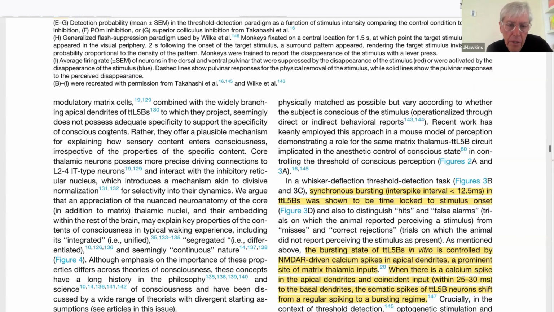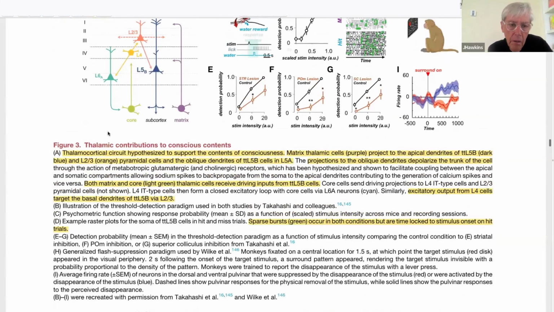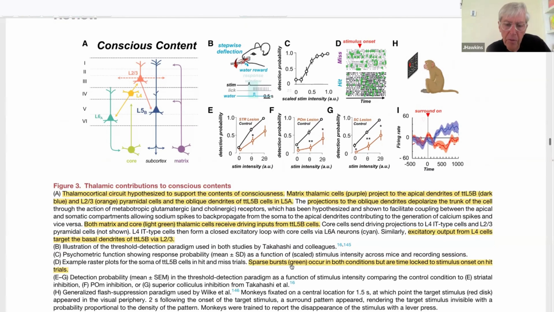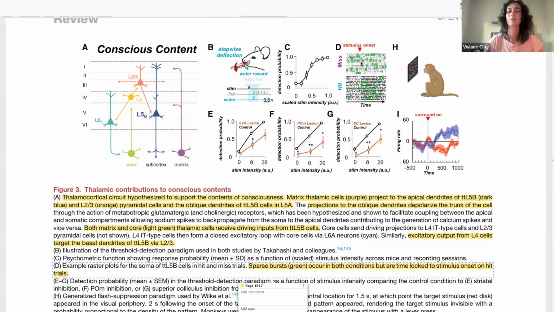But don't go on here, because there's that note D on that figure. It says sparse bursts, green color, occur in both conditions, but are time locked to stimulus onset of hit. So stimulus onset is your event. Yeah, exactly. I thought that was a nice, big clue. That's what we want to expect, right? We want to see that the matrix cells become, I don't know what the hit and a miss is in this case, but when it says stimulus onset, that's the event that you want to start the clock. So that's consistent with this theory.